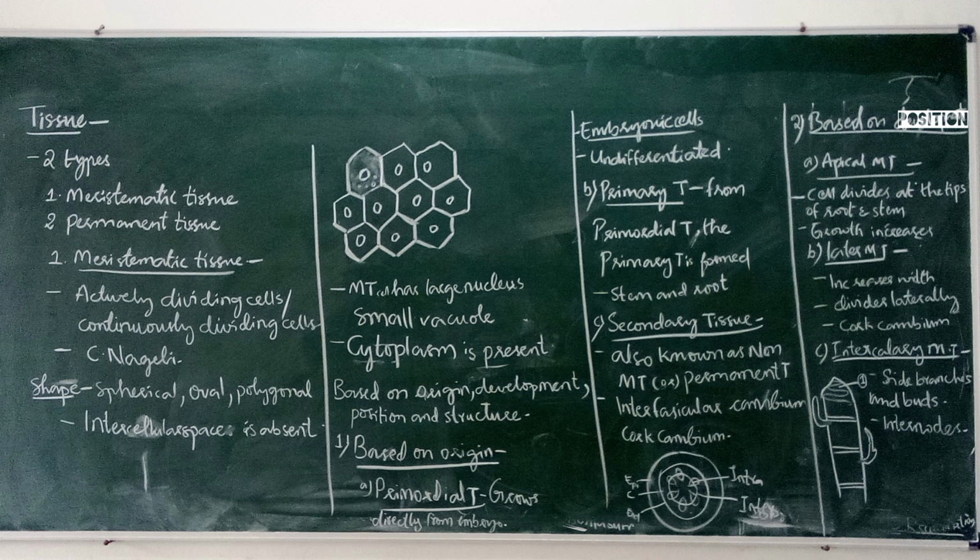Within the vascular bundle, cambium is present in between the xylem and phloem. When it is present inside the vascular bundle, then it is known as intrafascicular cambium. When it is present outside the vascular bundles, then it is known as what? Interfascicular cambium. Those tissues are formed from the secondary meristems.